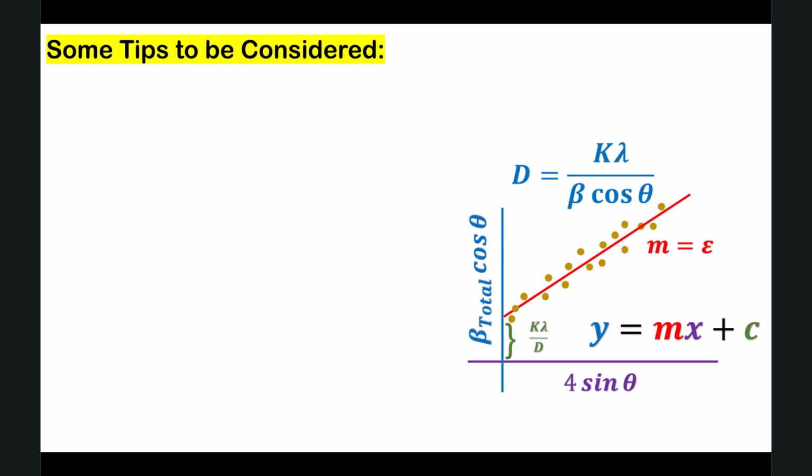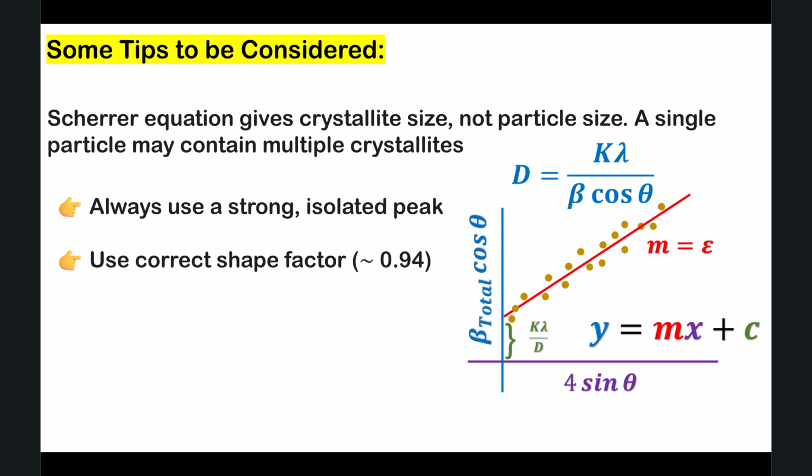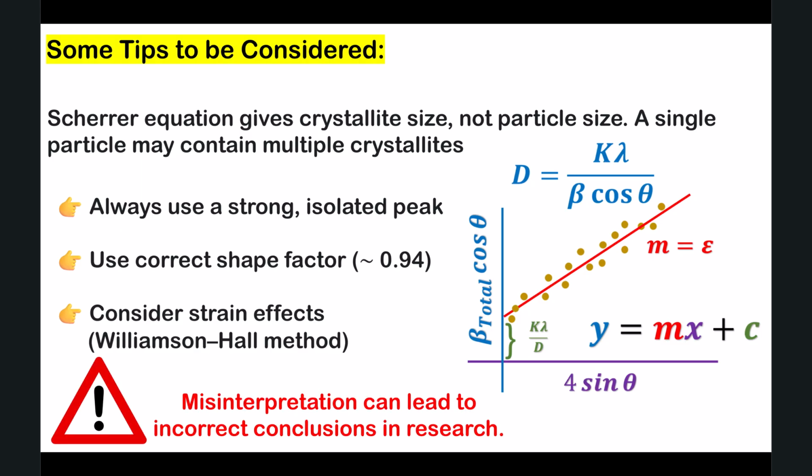Now, here are some important tips to remember. The Scherrer equation gives crystallite size, not particle size. A single particle may contain multiple crystallites. Before performing your calculation, always use a strong, well-isolated peak. Use the correct shape factor, typically around 0.94. Also consider strain effects using methods like the Williamson-Hall approach, and most importantly, never confuse crystallite size with particle size.